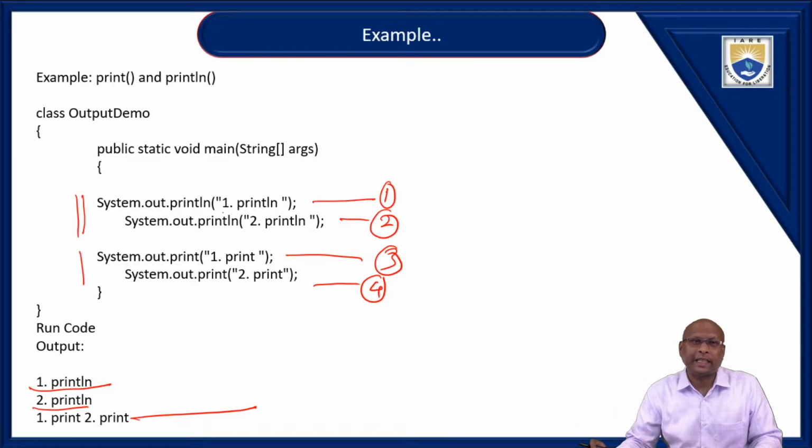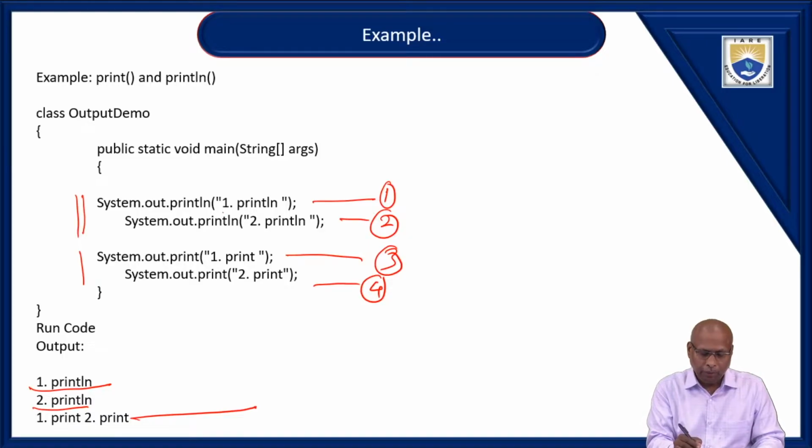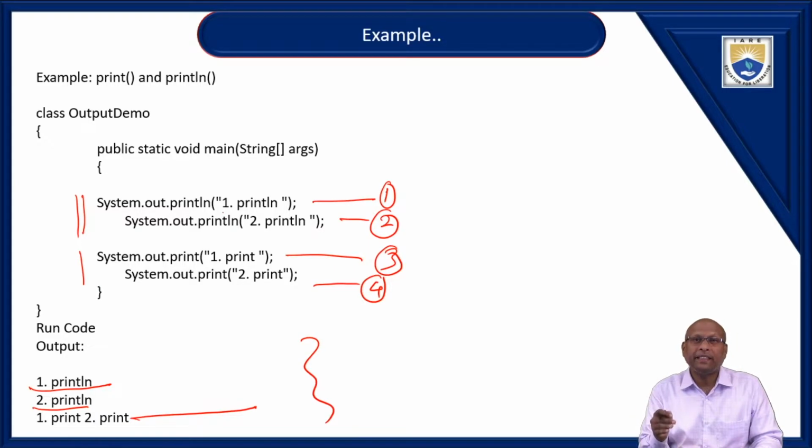So the cursor will not move to the second line. Whereas if you use println, the cursor will go to the next line immediately. That is the difference between print and println. From this output, you can guess how println and print are different. So remember, if you want to display everything in the same line, always use print. If you want to print in different lines, then go for println.